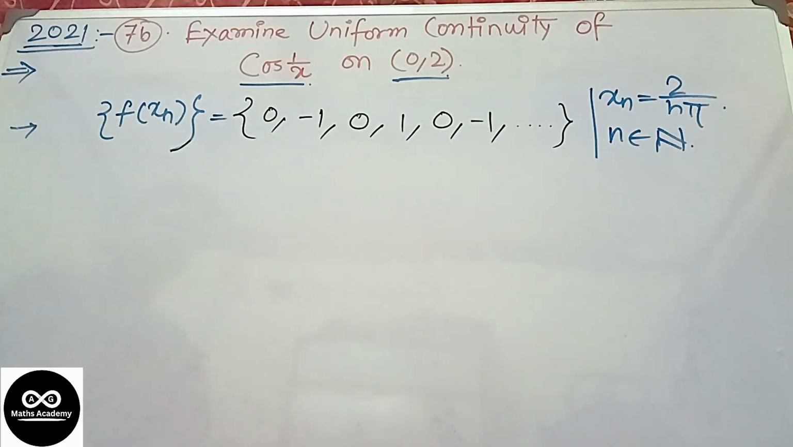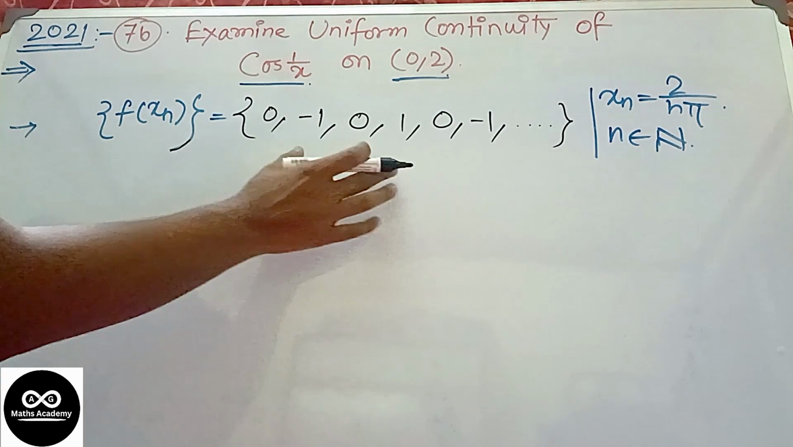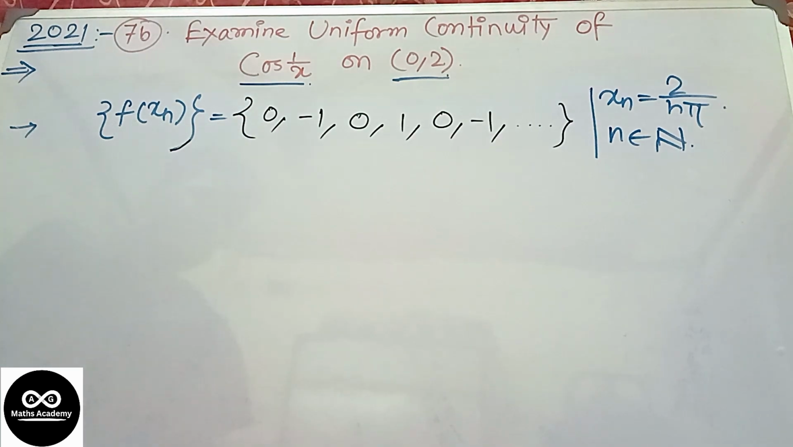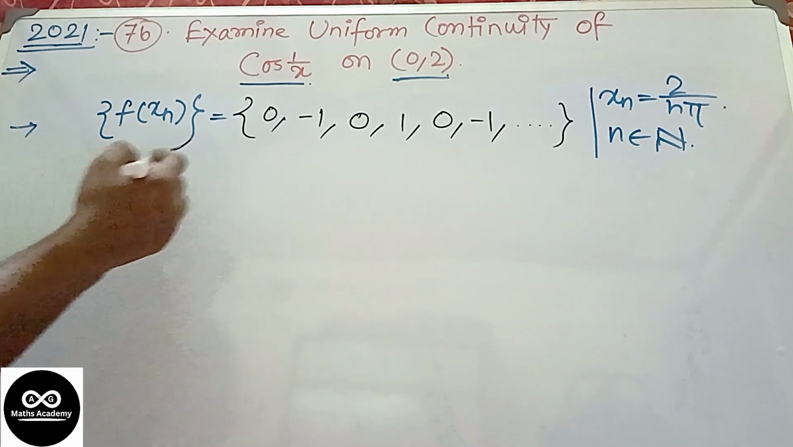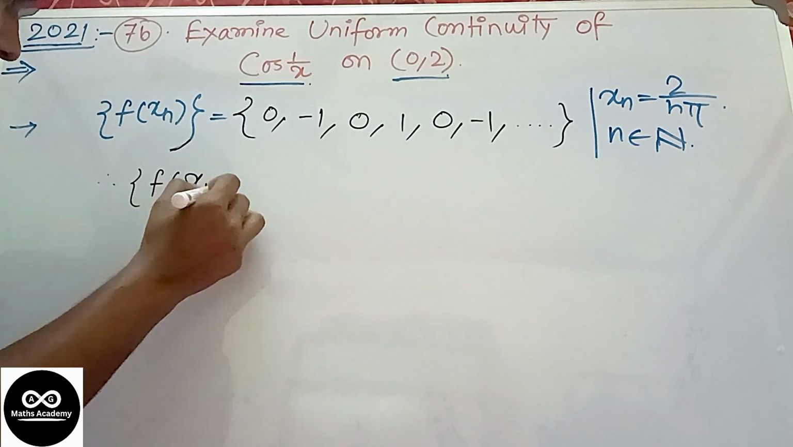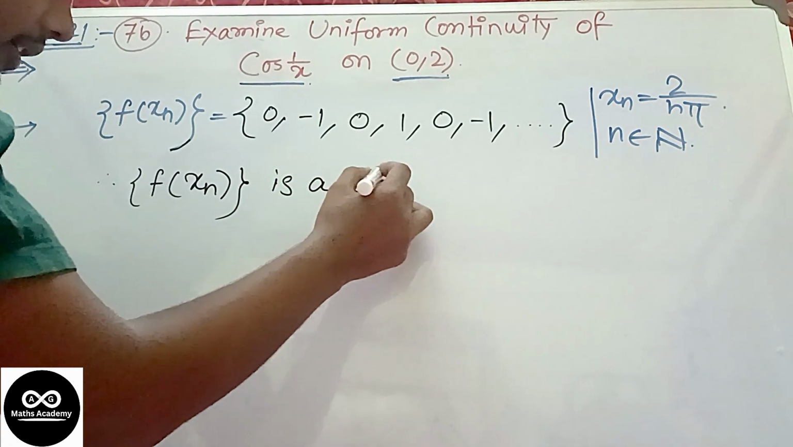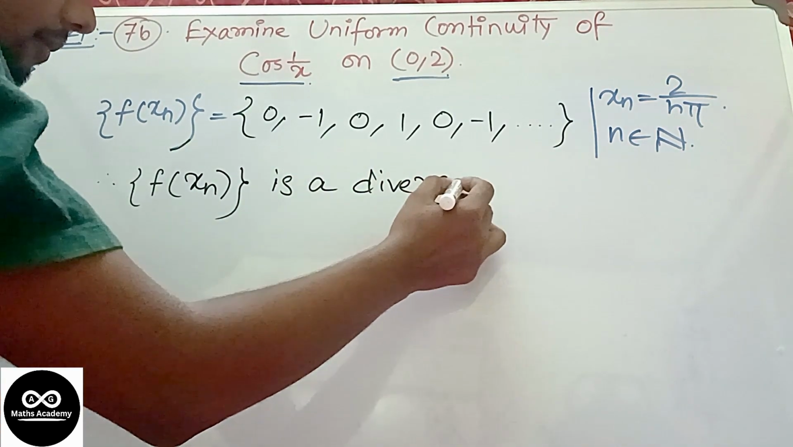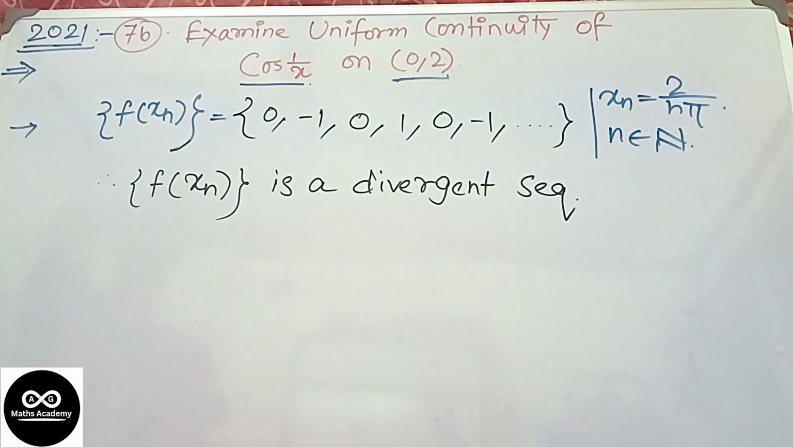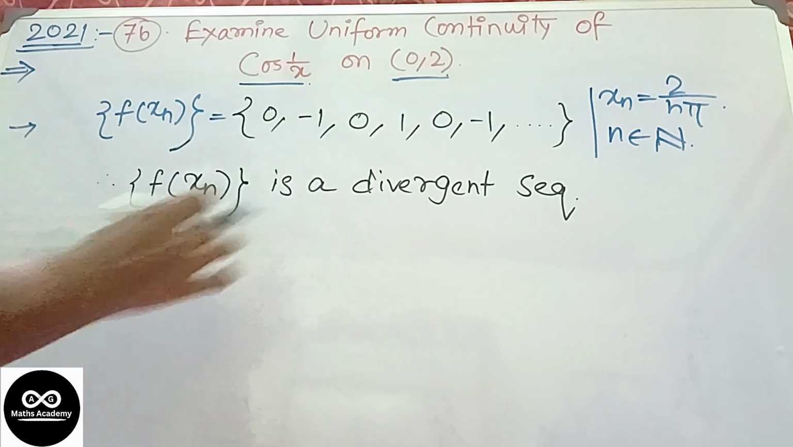So as we have seen, the sequence f of xn has this kind of points. Okay, like 0, minus 1, 0, 1, 0, minus 1. So from here we can say that the sequence f of xn is a divergent sequence. Okay, why? Because it cannot converge to a single point.